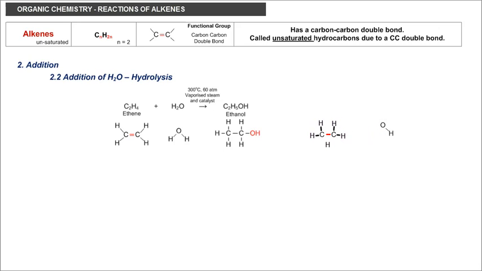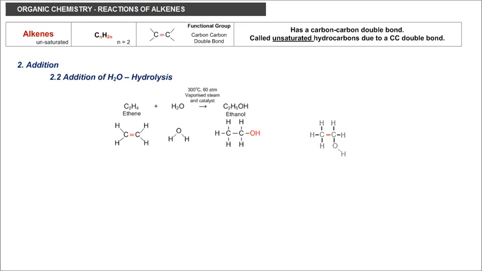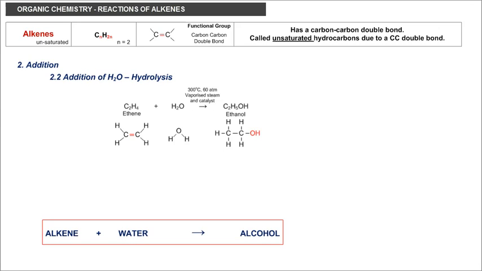The hydrogen binds with one of the carbon atoms that had lost a bond, and the OH binds with the other carbon atom to form ethanol, which is a member of the alcohol series. Basically, when water is made to react with an alkene, an alcohol is formed.